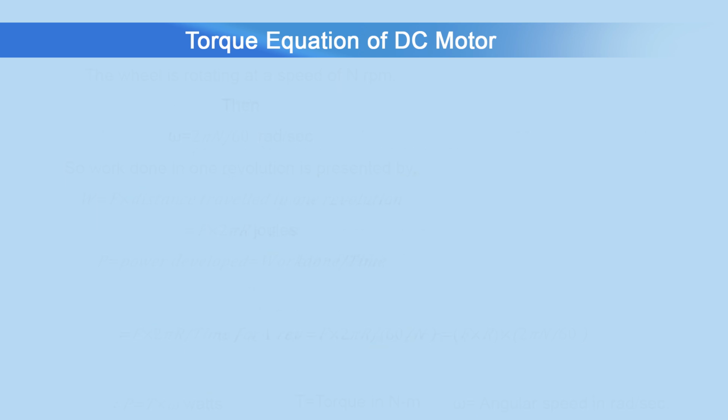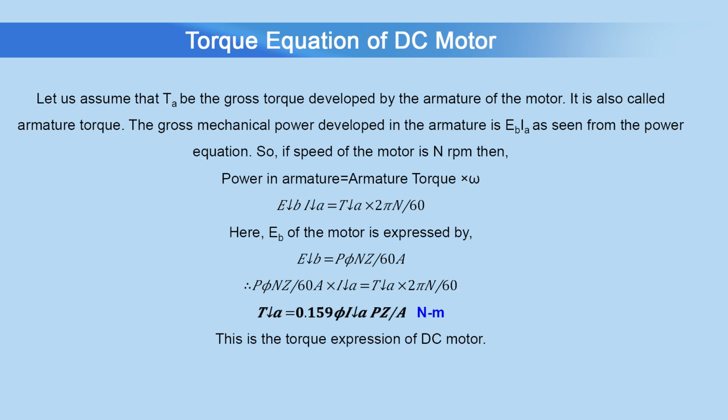Let us assume that TA is the gross torque developed by the armature of the machine. It is also called armature torque, and the gross mechanical power developed in the armature is EB into IA, where EB is the back EMF and IA is the armature current. If the speed of the motor is N RPM, then power in the armature is equal to armature torque into omega, which means EB into IA is equal to TA into 2 pi N upon 60.